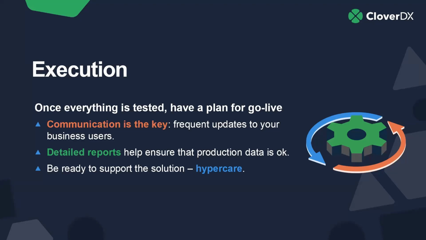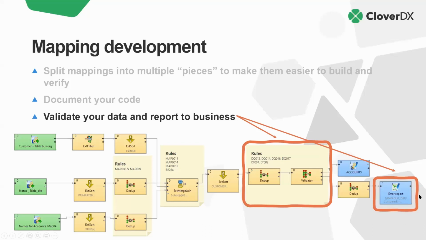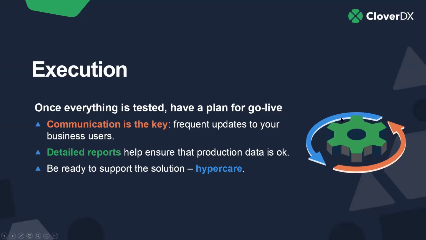And also be ready to support the solution. Hypercare is super important. Be ready to deal with these problems as they come up, right? In this previous pipeline I showed you, hey, we're going to have an error report. Have a plan ready for the hypercare around when these errors pop up, because they will pop up. And don't be caught surprised when they do.